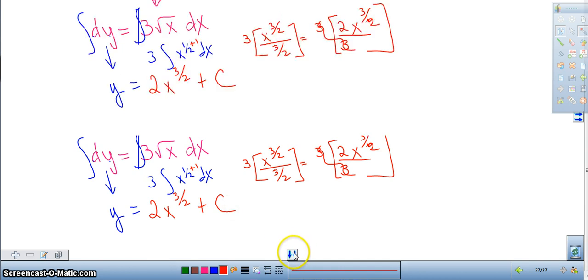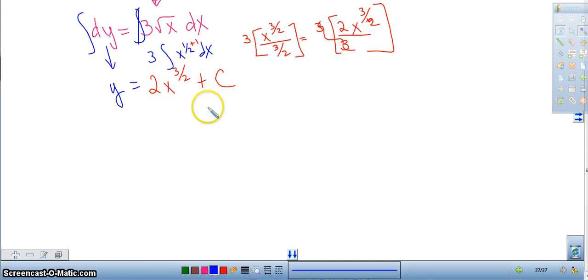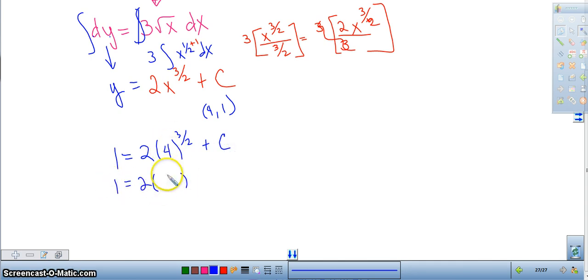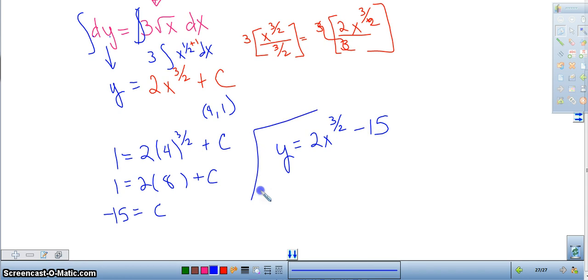That's my general solution. Now, it was at the point (4, 1). So I'm going to plug 1 in for y and 4 in for x, and I'm going to find c. So 1 equals 2 times 4 to the 3/2 plus c, which gives c equals negative 15. So my particular solution is y equals 2x to the 3/2 minus 15. That's how you do that.